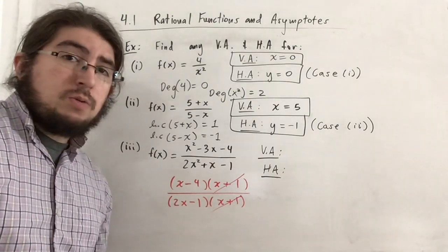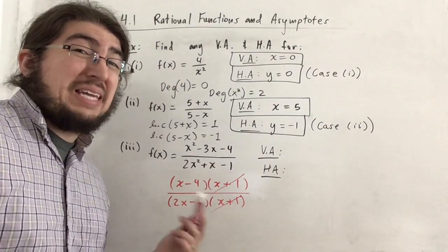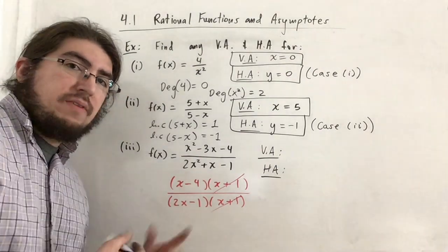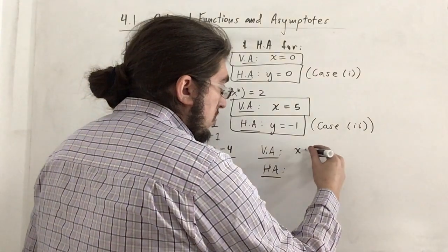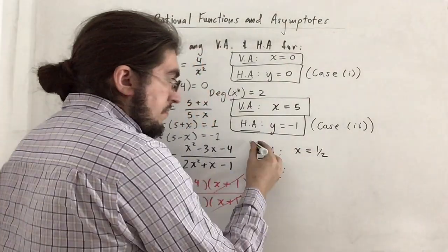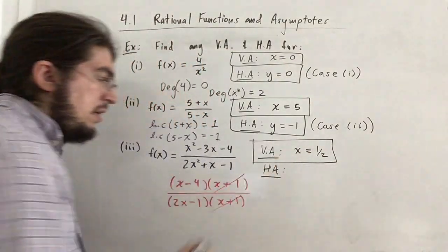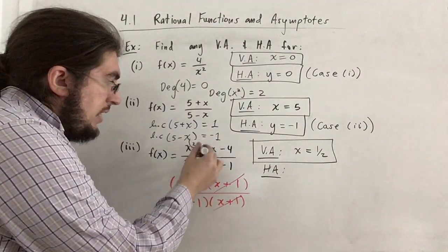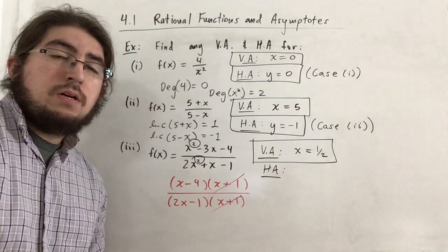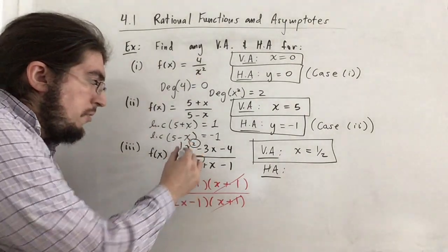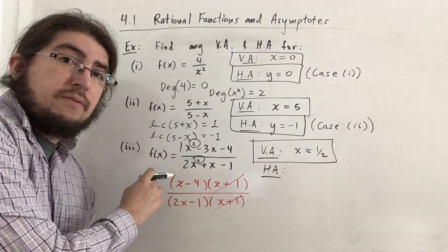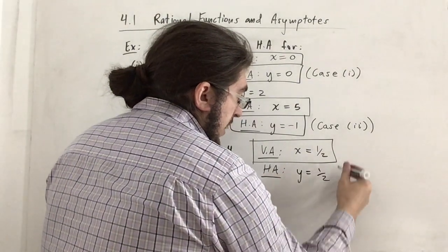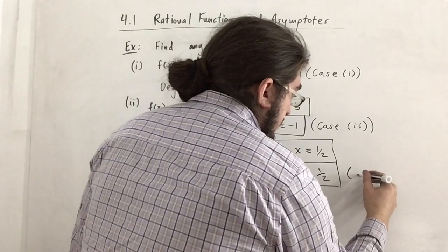Remember, for vertical asymptotes, we only set the denominator of what hasn't been cancelled already equal to 0. When you set this equal to 0, you add 1, divide by 2, you get x is equal to +1/2. Perfect. For horizontal asymptotes, the degrees are the same. They're both 2. So it's just the number in front divided by the number in front. So it's 1 over 2. In other words, this is also case 2.